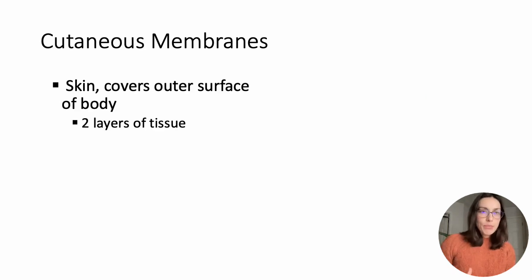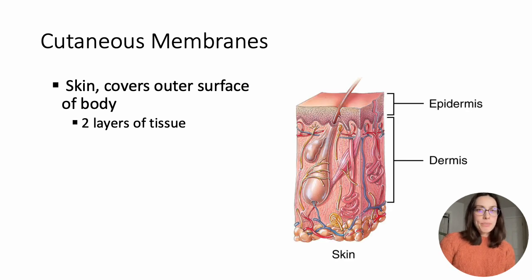Finally, cutaneous membranes. You just have the cutaneous membrane that covers your body. So it's the skin, it's covering the outer surface of the body. It is made of two layers of tissue, which is epidermis. Epidermis is made up of keratinized, stratified squamous epithelium. We'll talk a lot more about that in the next chapter. And the dermis, which is the layer under the epithelium, which is made up of areolar connective tissue and dense irregular connective tissue. Again, we will look at this in a lot of detail in the next chapter.